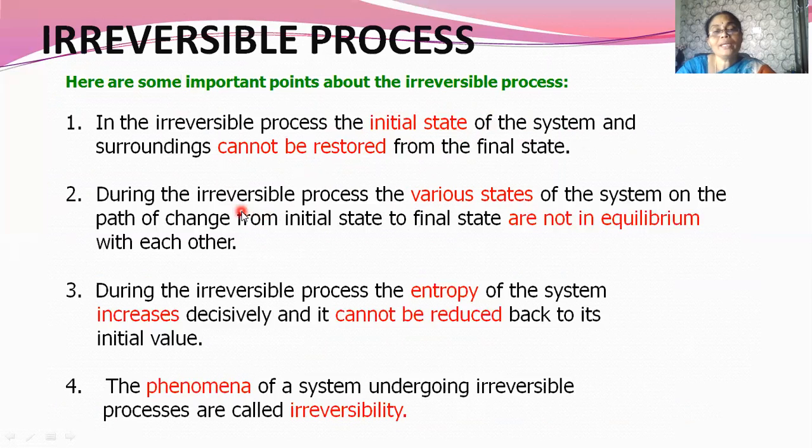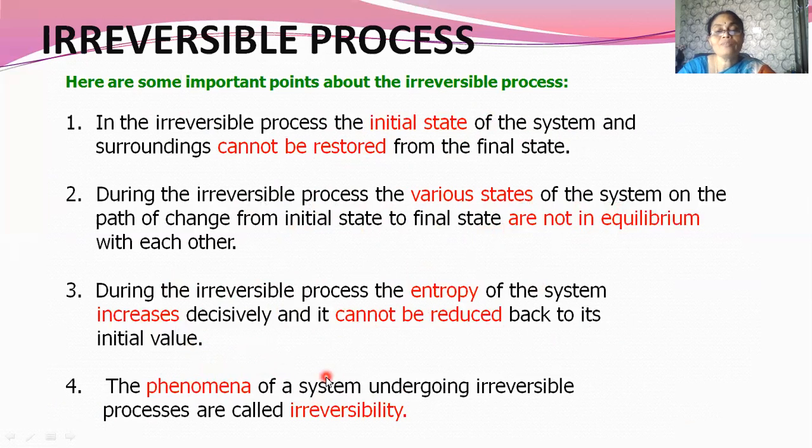Next, during the irreversible process, the various states of the system on the path of change from initial state to final state are not in equilibrium with each other. That means they are not at the same temperature. During the irreversible process, the entropy of the system increases decisively and it cannot be reduced back to its initial value. Entropy means the disorderedness of the system increases.